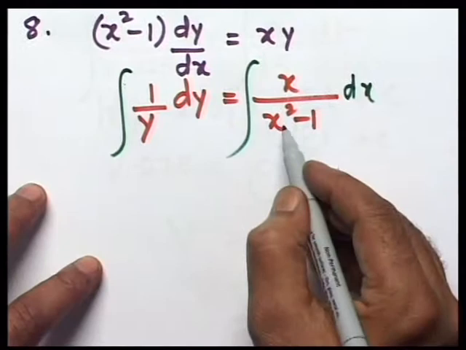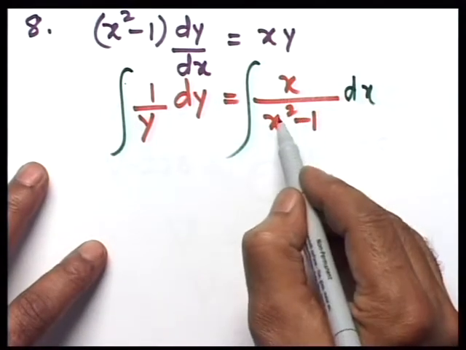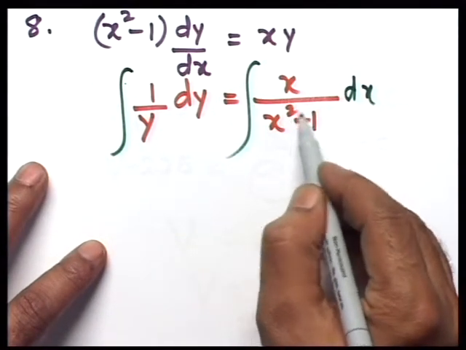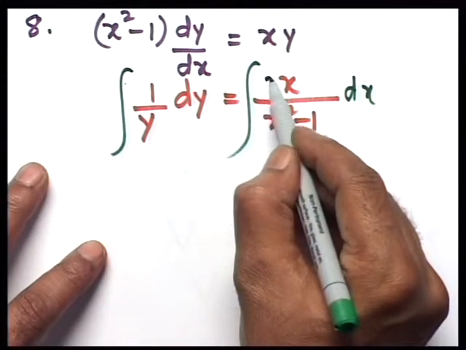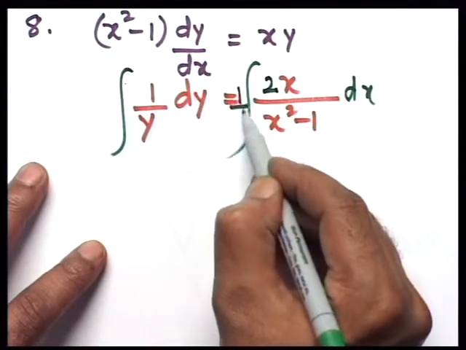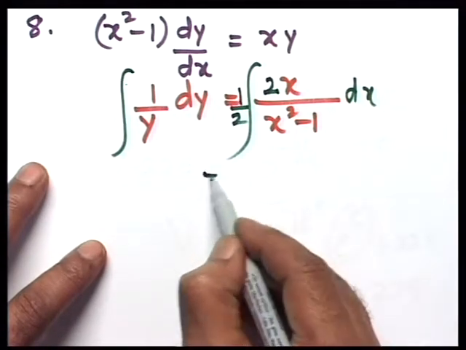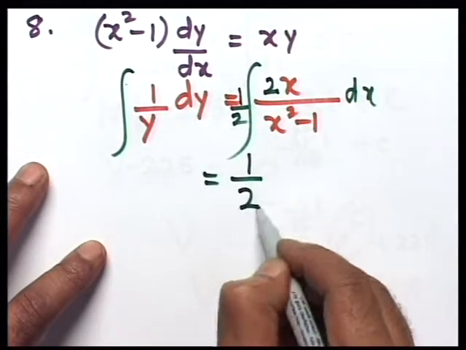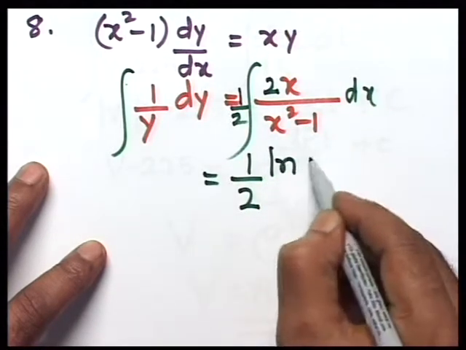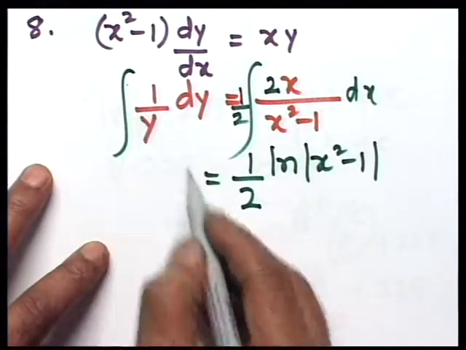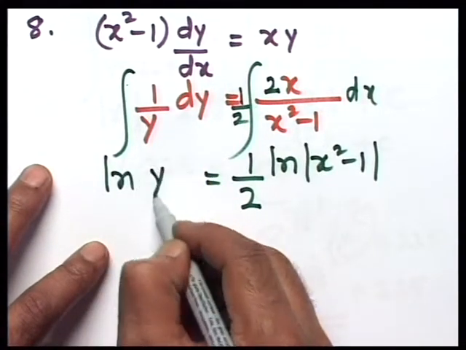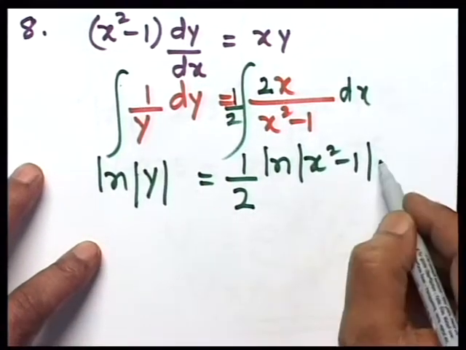That's a guessing style, right? If you differentiate the denominator, you can get the numerator. Just a 2 is missing. So substitute a 2 there and a half in front. So the right side actually becomes 1 over 2 ln of x squared minus 1. Correct? Left hand side is natural log of y. That's all. Modulus please. And plus k.